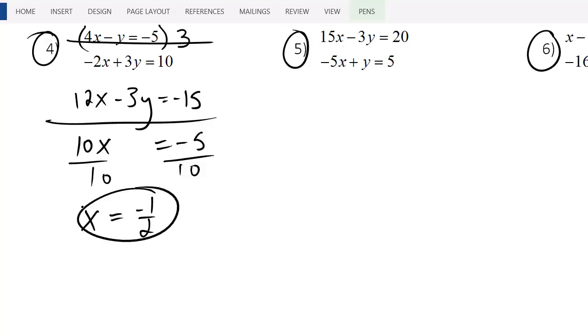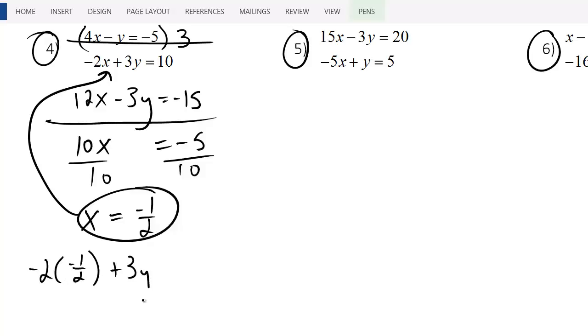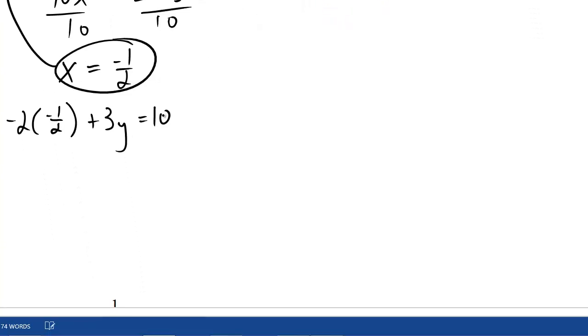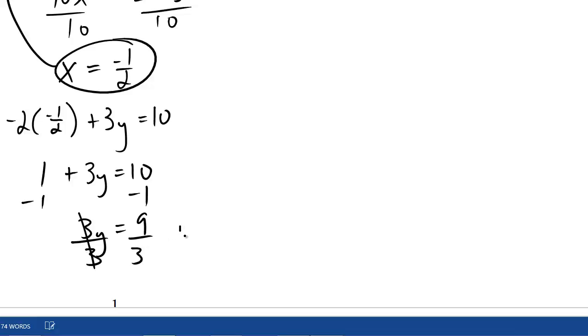So then to get y, plug this back into your equation and solve for y. So we'll have negative 2 times x, which is negative 1/2, plus 3y equals 10. And let's see, 1/2 of 2 is 1. So we'll have 1 plus 3y equals 10. Subtract 1 from both sides, you'll get 3y equals 9. And then divide by 3, and you'll get y equals 3.